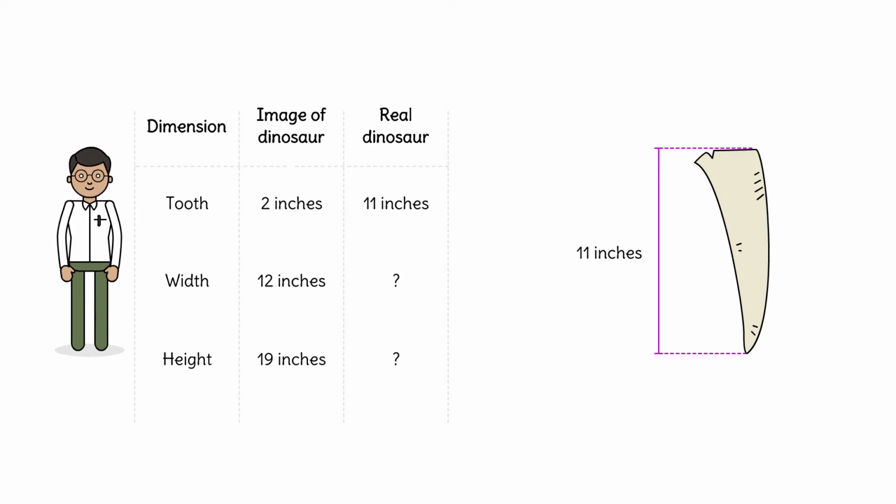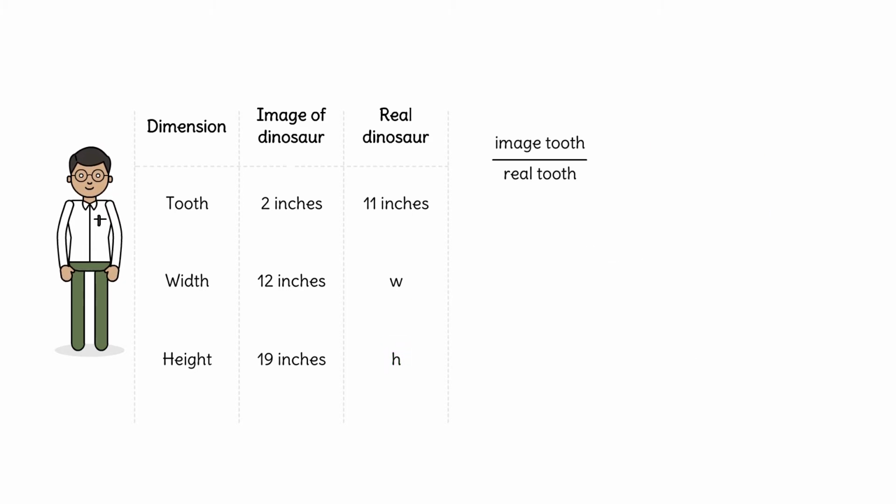In order to calculate how wide and tall the real dinosaur was, Chen can write and solve a proportion. We can create ratios of corresponding measurements and solve for the unknowns. First, let's call the width of the real dinosaur W and the height H. The ratio of image tooth to real tooth is 2 to 11. The ratio of image width to real width is 12 to W. Those ratios are equal. This is what a proportion looks like.